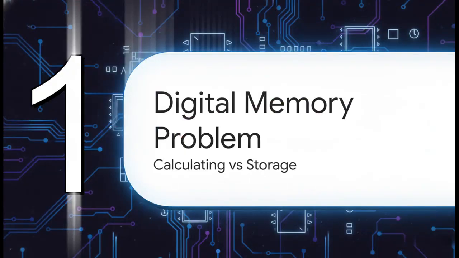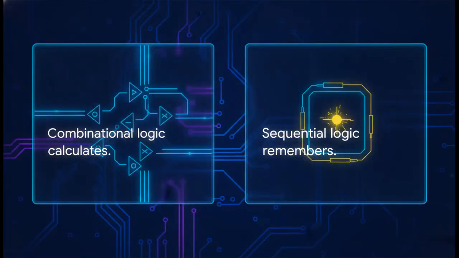All right, part 1, the digital memory problem, calculating versus storage. So why do we even need specialized memory circuits in the first place? Well, the foundation here is the critical difference between calculating and remembering. Your standard combinational logic gates, your everyday AND, OR, and NOT gates, they just calculate. They process inputs in real time, and the very second the input changes, boom, the output changes too.